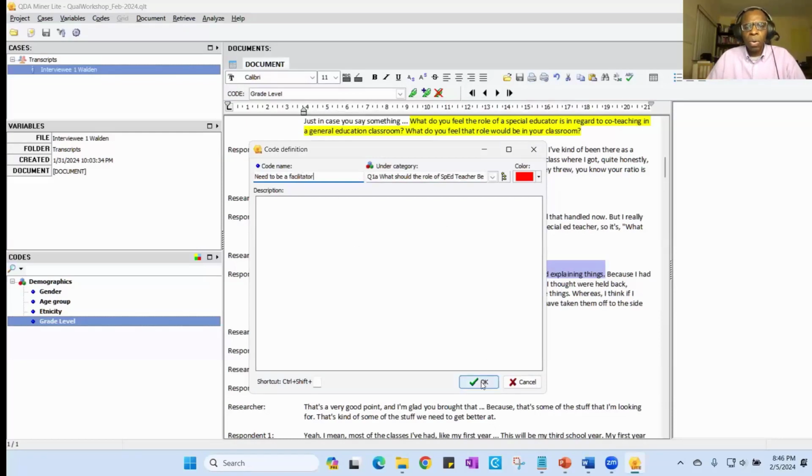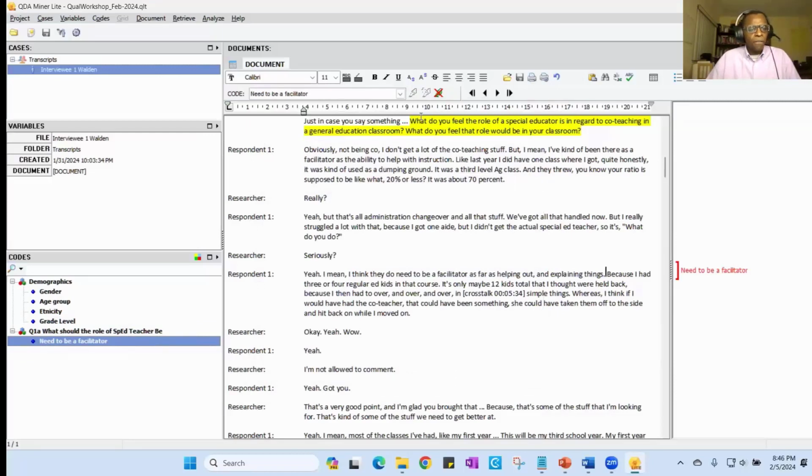Okay. So for the next category, which is question 1A, what should the role of special ed teacher be inside the classroom, right? This person says need to be a facilitator. So we put that down as one of the codes. If that makes sense, type in a 1. And you're going to do that exact same thing for all of the questions. And we may put down more than one code.